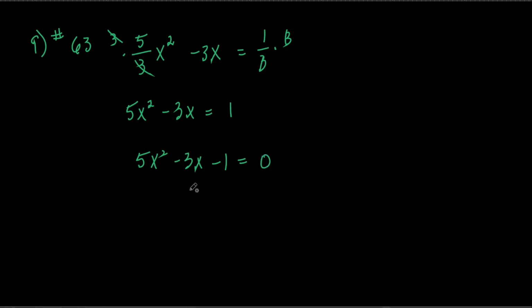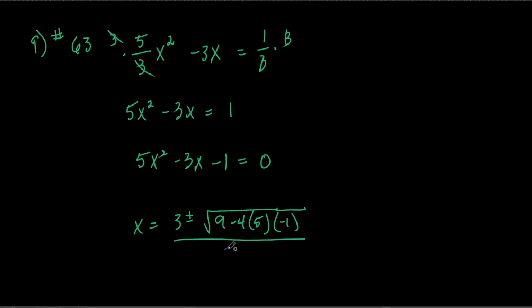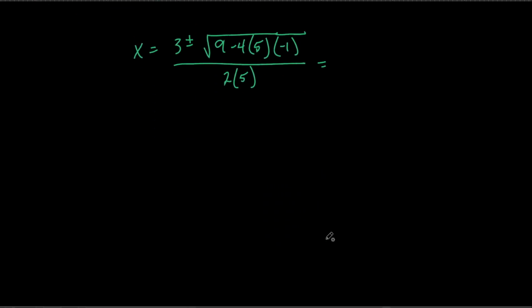If you want to try to factor it, you can. I wouldn't even waste my time. I would go straight to the quadratic formula. So negative b, same thing as we did before. This is a -3, so what's the opposite of -3? It's +3. Plus or minus the square root of b squared, which is 9, minus 4 times a, which is 5, times c, which is negative 1. That's all over 2 times a, which is 2 times 5. That should be very familiar to you at this point.